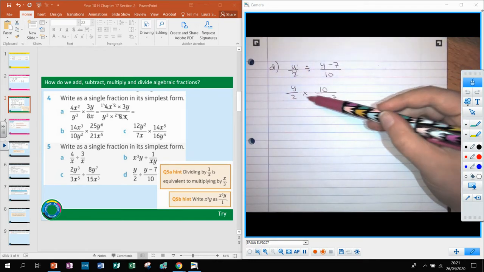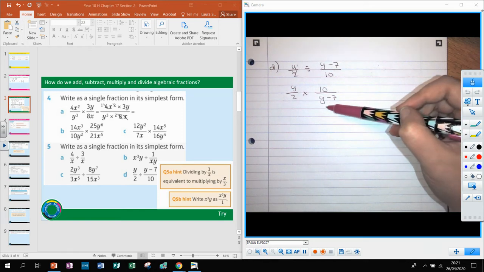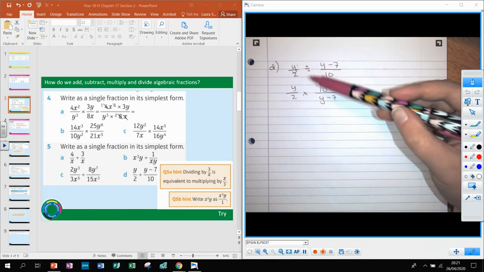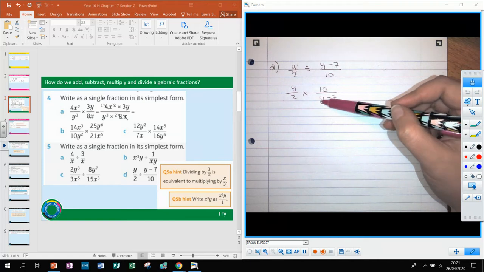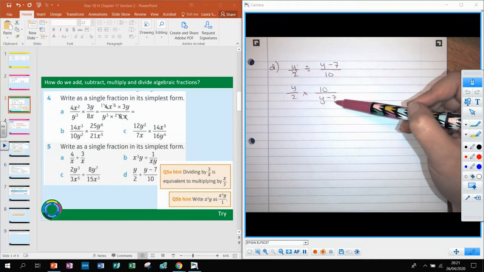Now, this is a really important one to focus on. You cannot cancel these y's. And the reason for that is this isn't multiplicative. This is y minus 7. That's two separate expressions brought together. So you cannot cancel that down.